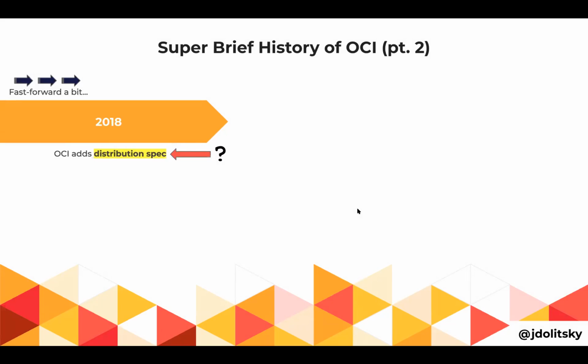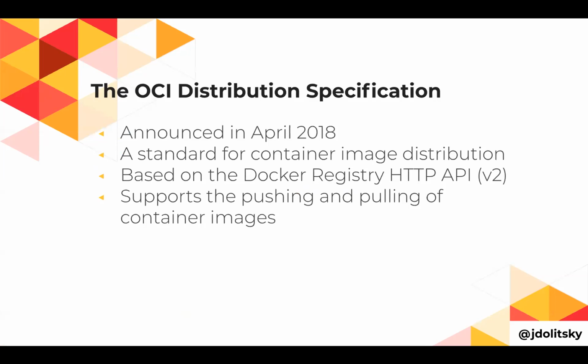Several years after that, in 2018, they released another specification called the Distribution Spec, which is essentially the API from the Docker registry project. Whenever you do a Docker push or a Docker pull with Docker distribution or Docker registry, you're using this API spec, which has now been donated to OCI as their distribution specification. So when we're talking about registries, we're not calling it Docker registry, we're calling them OCI registries.